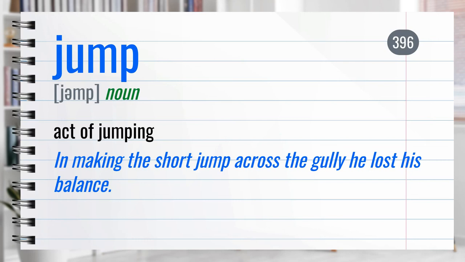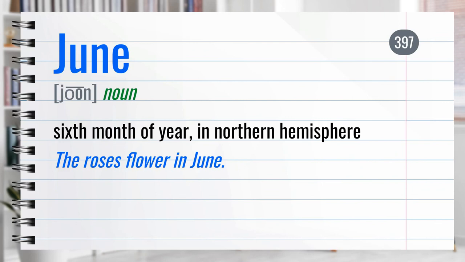Jump. Jump means act of jumping. For example, in making the short jump across the gully, he lost his balance. June. June means sixth month of year in Northern Hemisphere. For example, the roses flower in June.